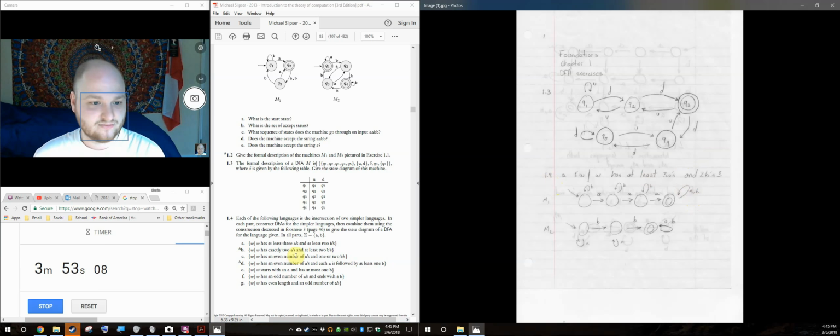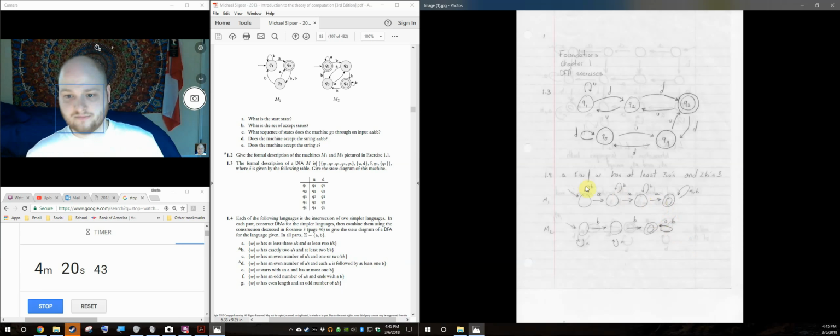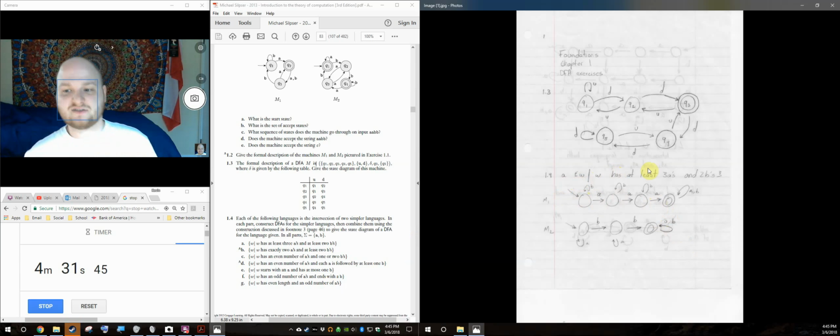This is exercise 1.4, and what it has are languages that can be represented by finite automata. Of course, these are the regular languages, because the definition of regular languages is languages that can be represented by finite automata, specifically deterministic finite automata. The main point of this one is that this is a language that has at least 3 A's and 2 B's.